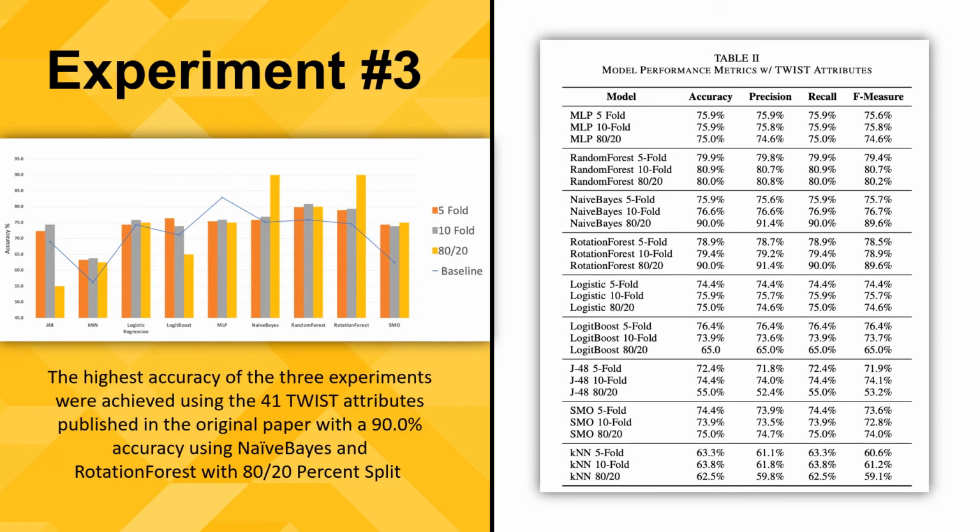In our third experiment, we used the attributes from the TWIST method and achieved our highest accuracies, both from rotation forest and naive Bayes, with an 80-20% split.